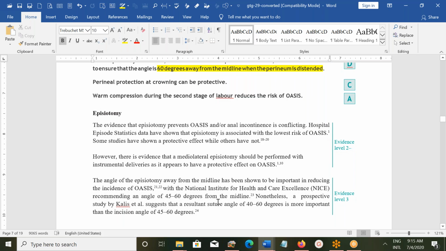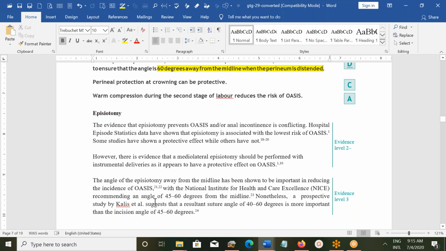So does episiotomy prevent OASIS and anal sphincter injury? The evidence is conflicting. Some say that yes, it does, there is some protective effect, but when you translate that into statistical terms, it is not significant. Okay. But there is some evidence that if we are doing an instrumental delivery, then we should do it.